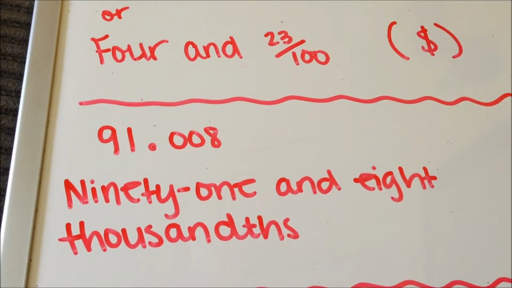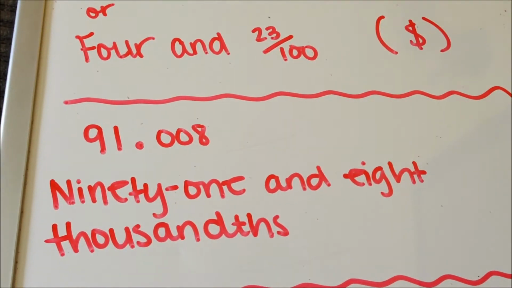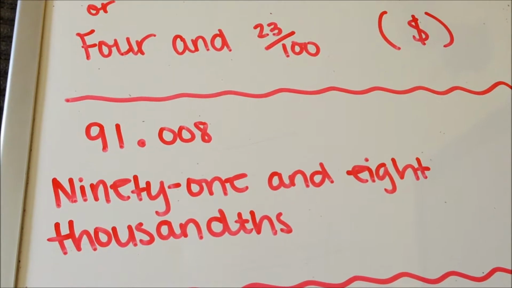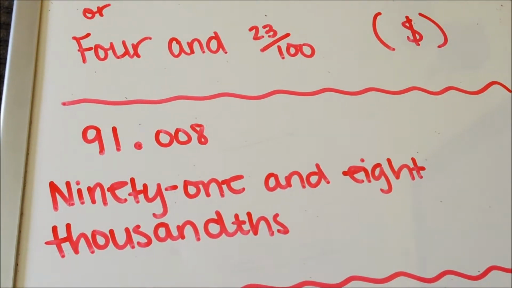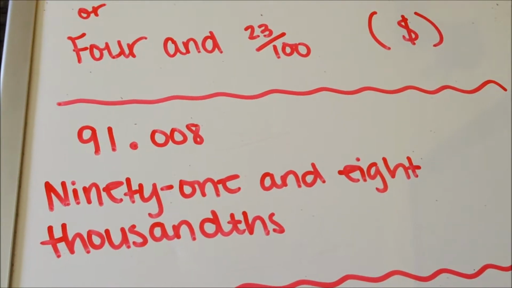Another example is 91.008. That can be written as 91 and 8 thousandths. Again, the number ends at the 8, and the 8 is in the tenths, hundredths, thousandths position.